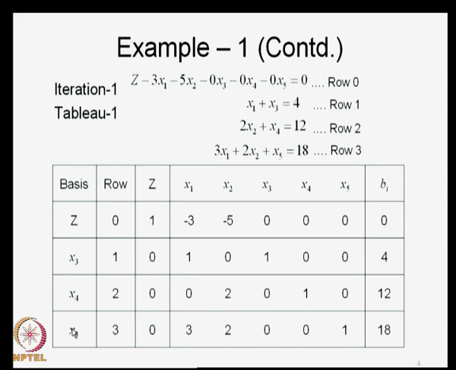So, the next question that we have to ask is, among the currently non-basic variables, which one has to enter the basis, and which among the currently basic variables will make way for the entering variable. The variable that enters the basis is called the entering variable. The variable that exits the basis is called the departing variable. So, we have to identify which is the entering variable and which is the departing variable.